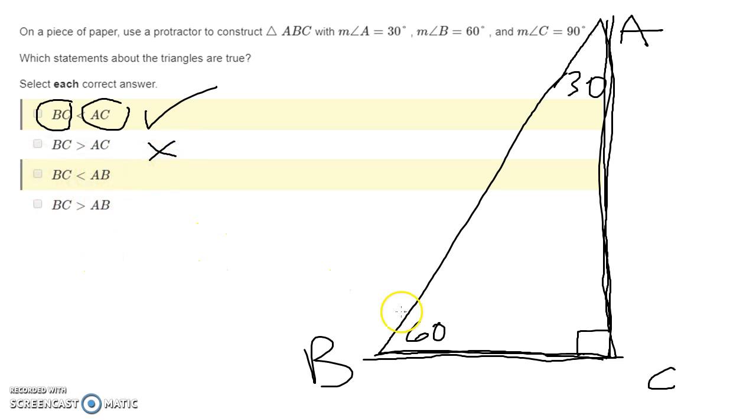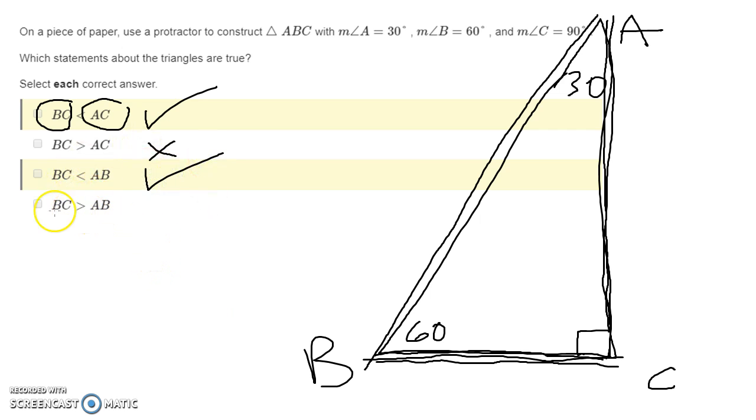Is BC smaller than AB? So is BC smaller than the very, very long side of AB? And that's true, it is. And then lastly, is BC bigger than AB? BC, is that bigger than AB? This really, really long side?